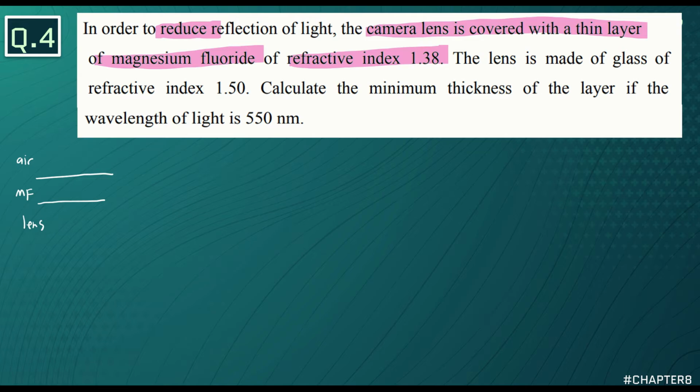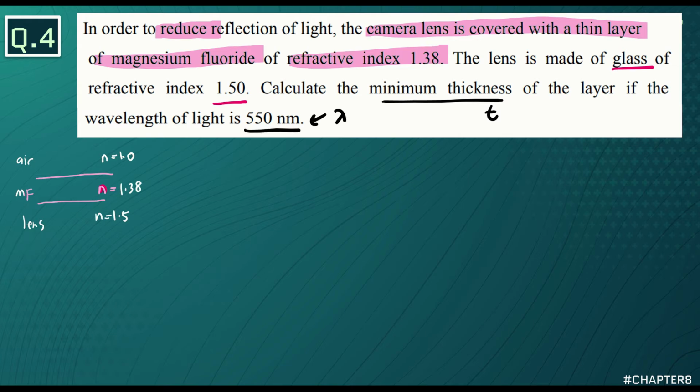The lens is made of glass of refractive index of 1.5. So we have n for the lens 1.5, for magnesium fluoride 1.38, and up here is air, 1.0. So this is our thin film, the middle here is our thin film. Calculate the minimum thickness t of the layer if the wavelength is given by this value.